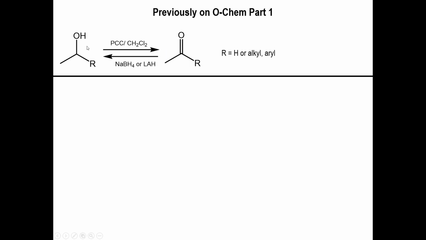Alternatively, you could start with a secondary alcohol, also oxidize it with PCC in the absence of water, and that will yield the corresponding ketone. And you may also recall that for the aldehyde and ketone components, you could always treat them with a hydride reagent like sodium borohydride, which is mild, or even a strong reagent like lithium aluminum hydride to fully reduce the aldehyde or ketone back to the corresponding alcohol.